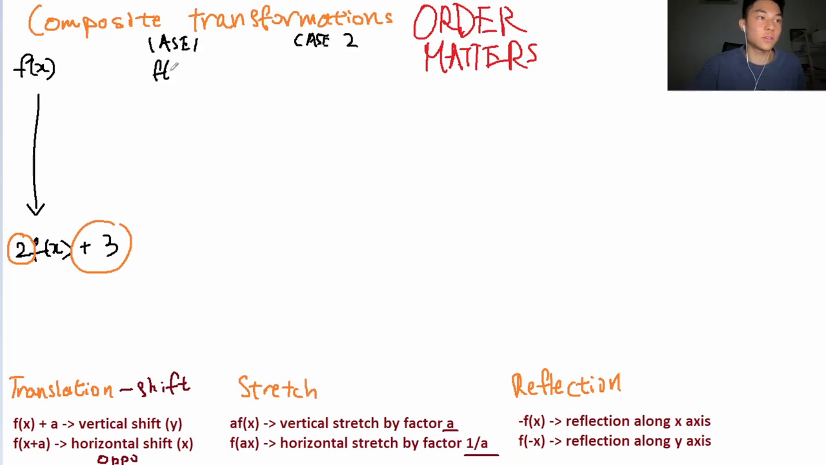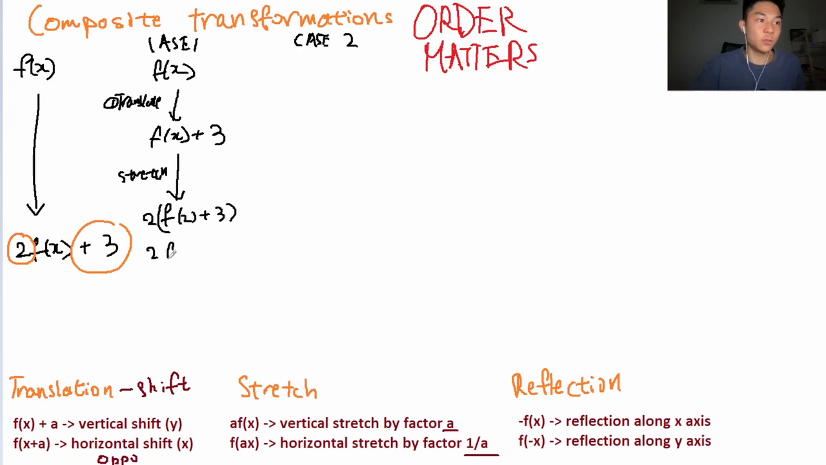So let's say I have f of x, right? And I translate first. So translate, right? My f of x will add 3 to my f of x, right? And then I want to stretch. So what happens is that I'll multiply the entire thing by 2. So my final answer will be 2 f of x plus 6. So I think you can already see it.